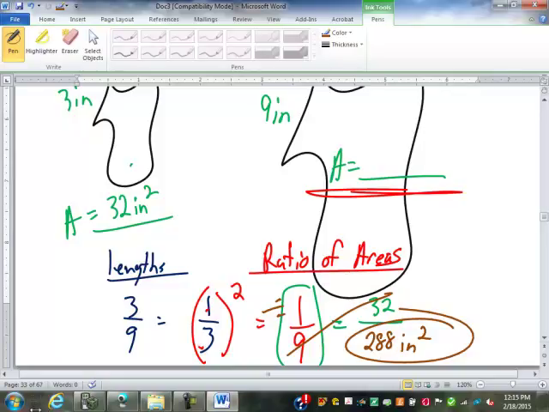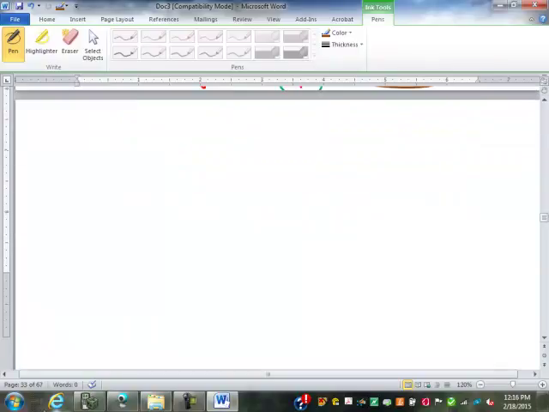We can do the same thing for volumes, but we're running a little short on time. We only have 5 minutes left here. So this is a little bit beyond what we normally would do in the class anyway.